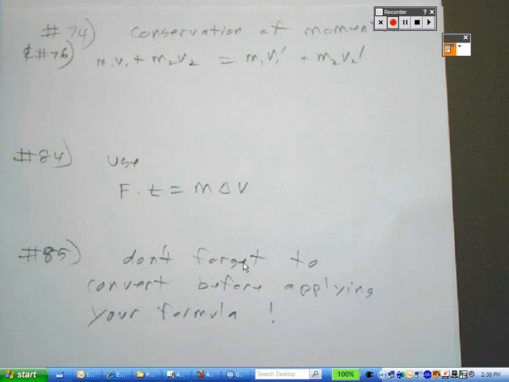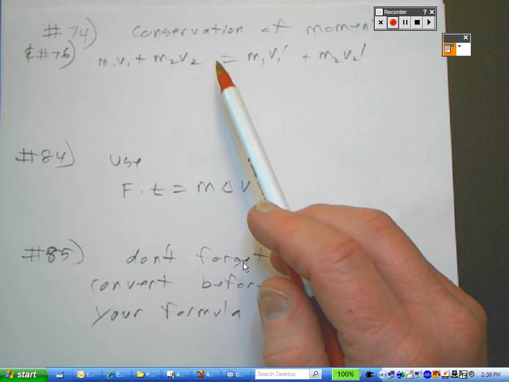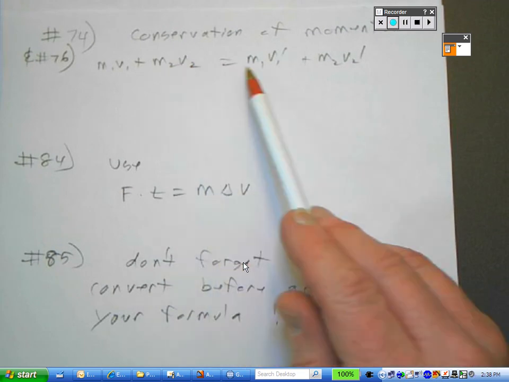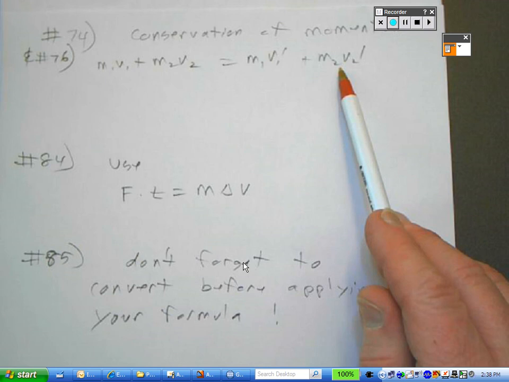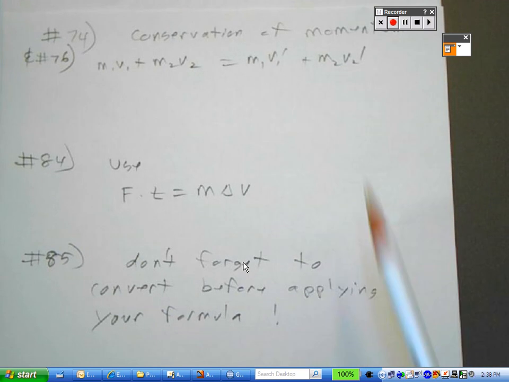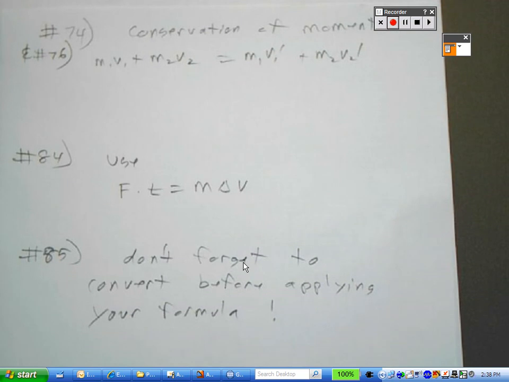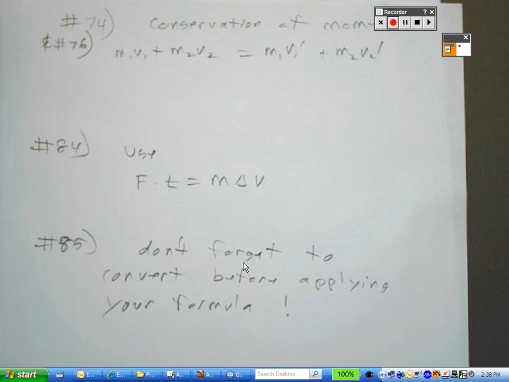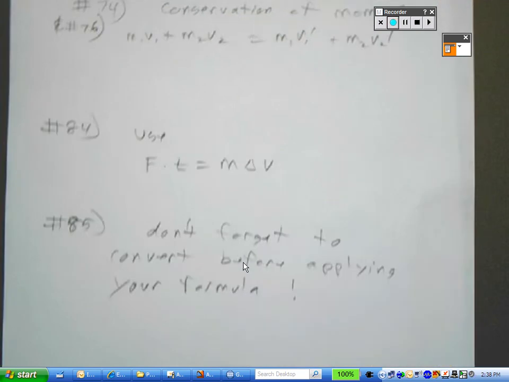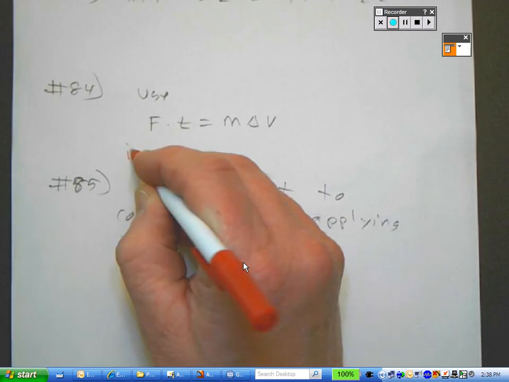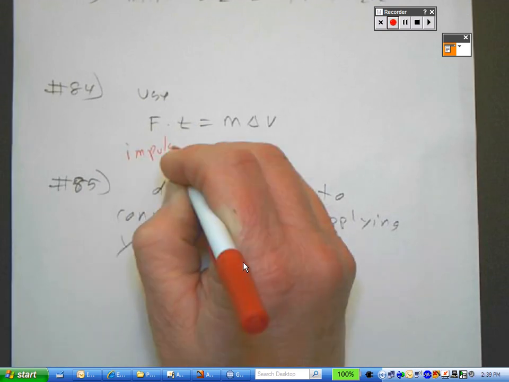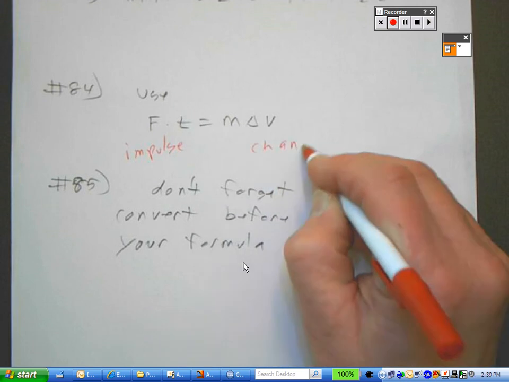And this is a collision problem. If you have a collision problem, you are going to use our most important formula for the unit. M1v1 plus M2v2 equals M1v1 prime plus M2v2 prime. Remember, the prime means after the collision. And that would be, I'm sorry, that's number 74 and 76. Number 84 is, again, back to finding the force times time equals m delta v, because this is called the impulse. Remember, the force times time is the impulse you give, and this is the change in momentum.